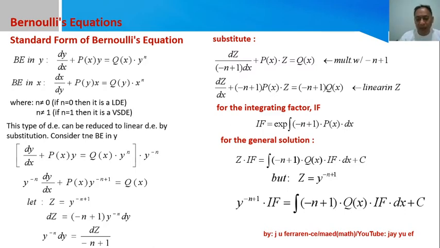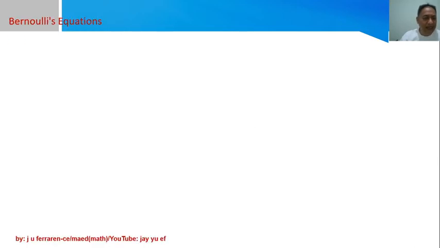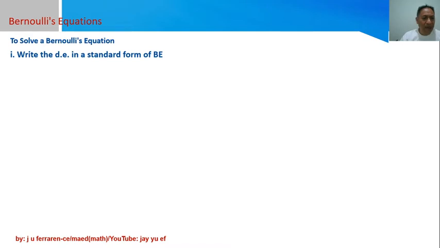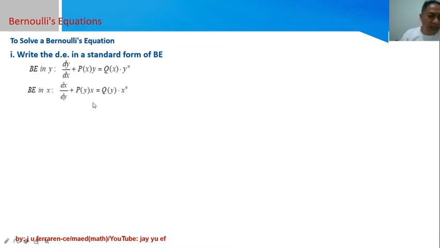Now, if we have to summarize what we did, these are the steps in solving a Bernoulli equation. First, you have to write the DE in the standard form of a Bernoulli equation. If that's Bernoulli in y, take this as our guide. Bernoulli in x, that's our guide. After writing the equation in the standard form, you can now identify your P of x, your Q of x, then your n. Now you can continue into the evaluation of the IF or integrating factor.